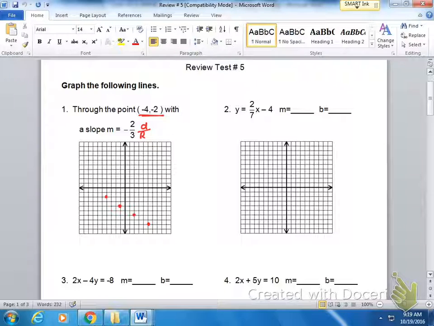I want 4 points. If you have a problem like this, if you can, at least, then just connect those points with a line. If you do not connect those points, you will lose points.